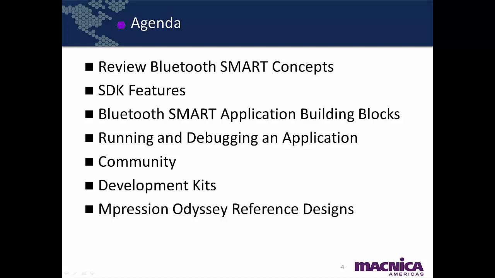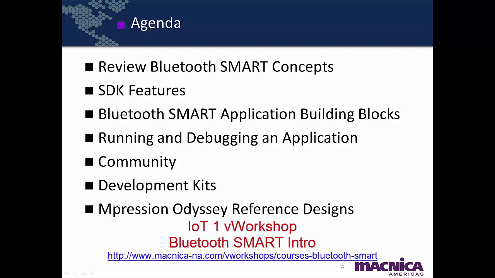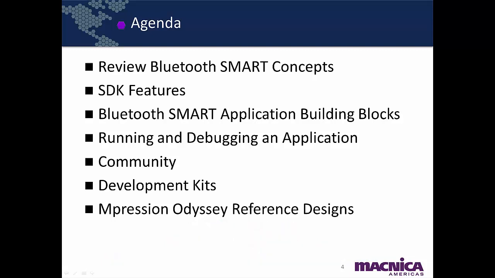We will first review some of the details of Bluetooth Smart that were covered in the first IoT workshop. If you missed that workshop, it is available for immediate viewing via the Macnica Americas vWorkshop landing page. We will start into the meat of this workshop by discovering the basic features of the SDK. In order to understand how the SDK can be leveraged to your advantage, we will need a better understanding of the building blocks that make up a BLE application. From there, we will run and debug an existing application on the Impression Odyssey Bluetooth Smart Sensor Development Kit. We will wrap up by uncovering the many beneficial Broadcom and Macnica resources at your disposal.